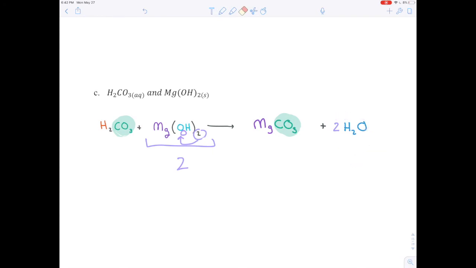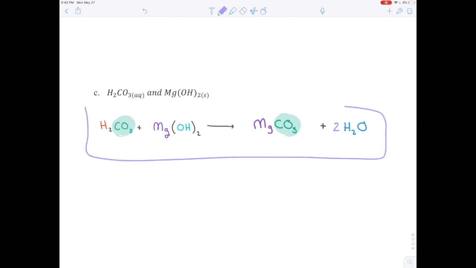So all of the elements are balanced, and this would be the overall balanced equation for the neutralization reaction that happens between carbonic acid, which forms when water combines with carbon dioxide, and magnesium hydroxide, a common base that is administered to treat heartburn.